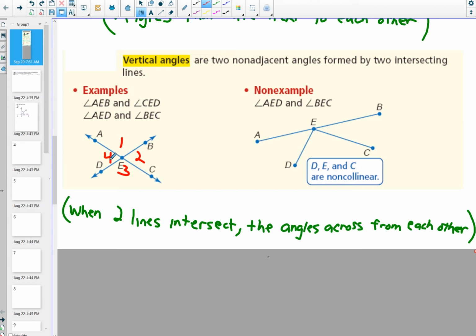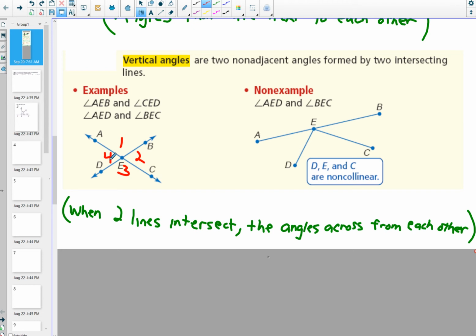Well, I'm not even going to get complicated and have it say AED and then BEC, because you're going to get confused. Let's just go by numbers. I numbered them for you. 1 and 4. 1 and 4 are not vertical. They're not. 1 and 3. 1 and 3 will work? 4 and 2. Yeah, 2 and 4.